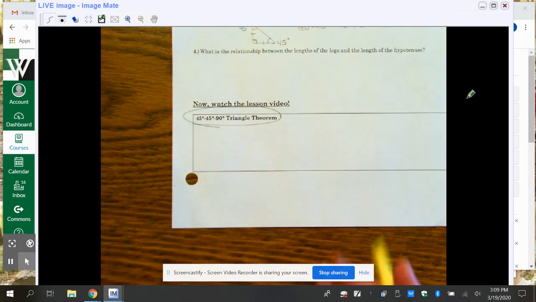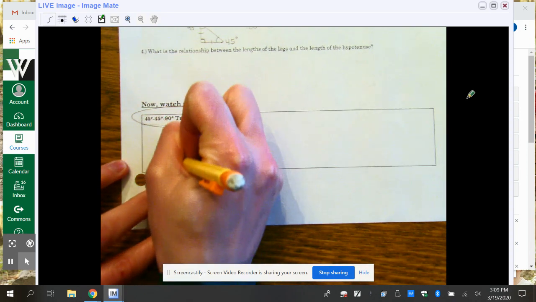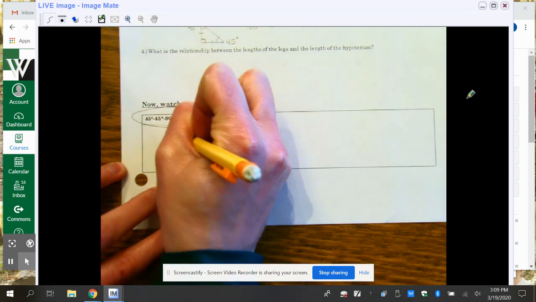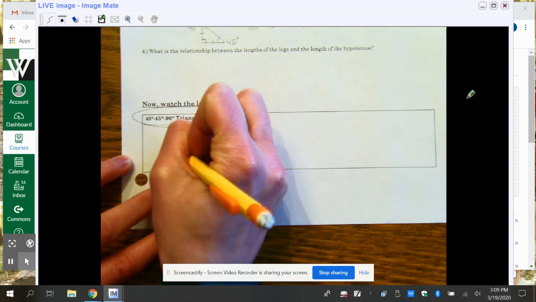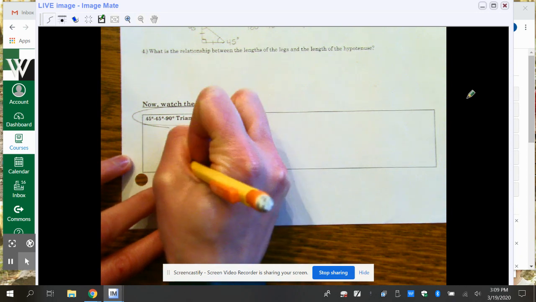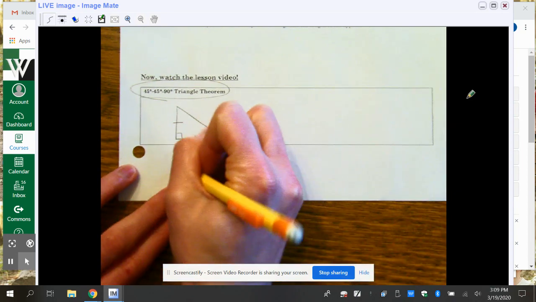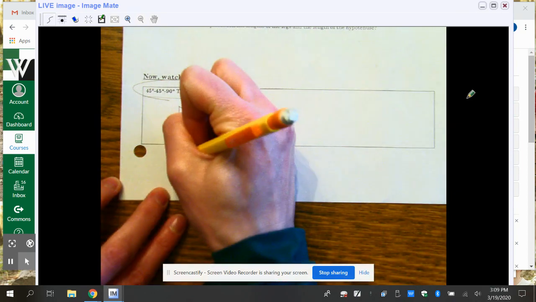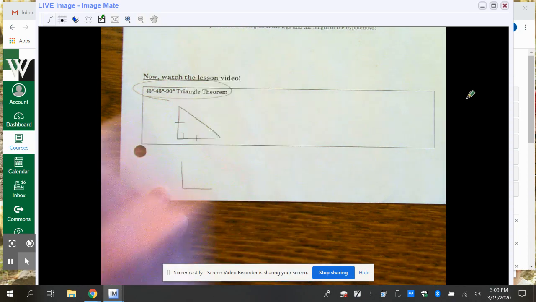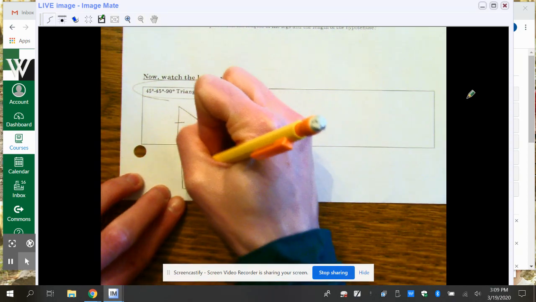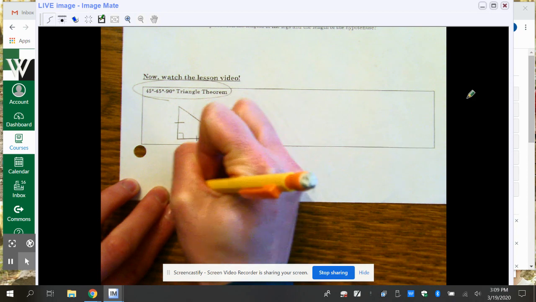So if you're working with a right triangle and you know that it's isosceles, you can tell that by either looking for the congruent markings on the sides or the congruent markings on the angles. So like here and here.